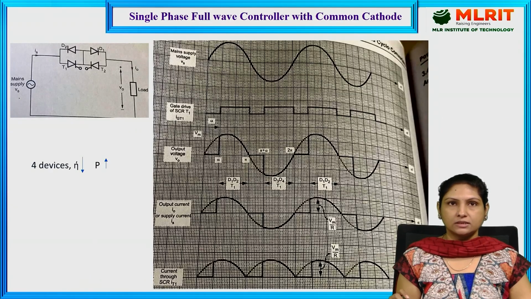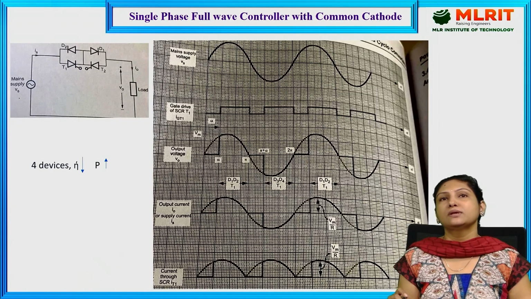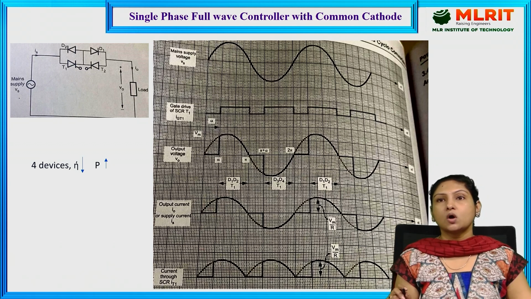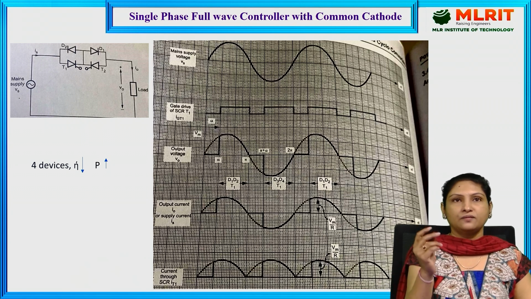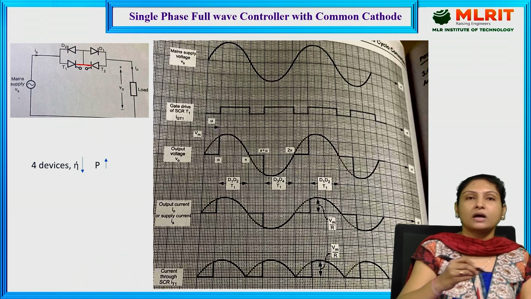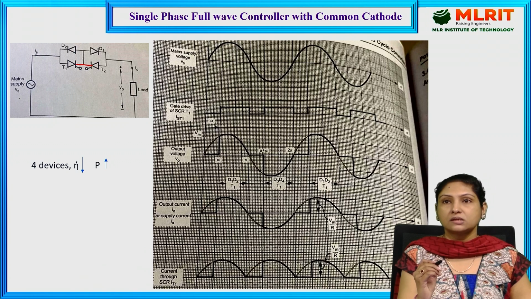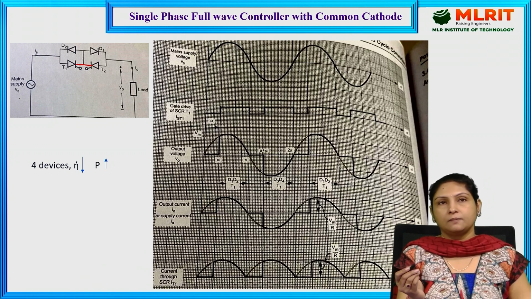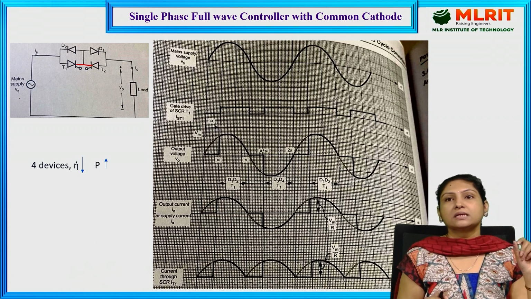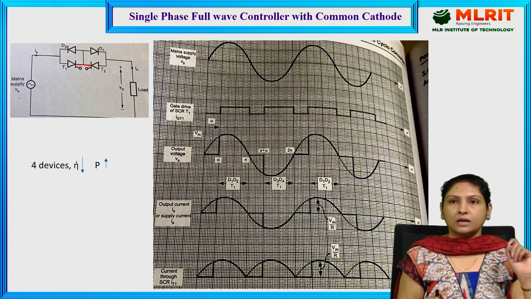In today's lecture, I'll be discussing the single-phase full-wave controller with common cathode configuration. Why am I calling this a common cathode configuration? If you see here, the cathodes of T1 and T2 are both connected together. So that is the reason we call it a common cathode configuration. And this serves a similar purpose to the single-phase full-wave controller.